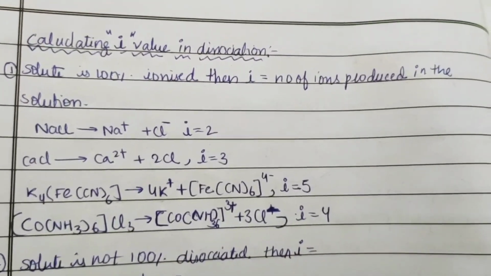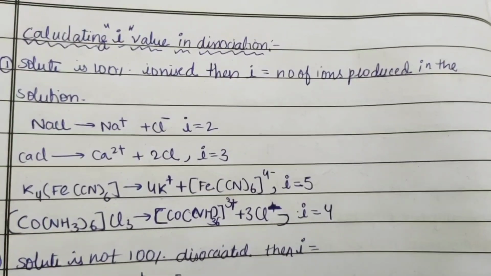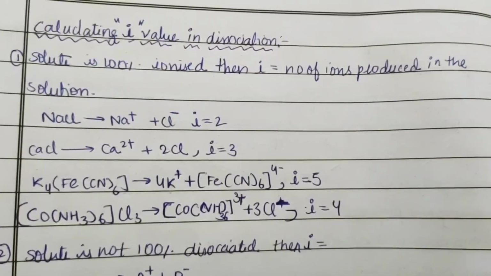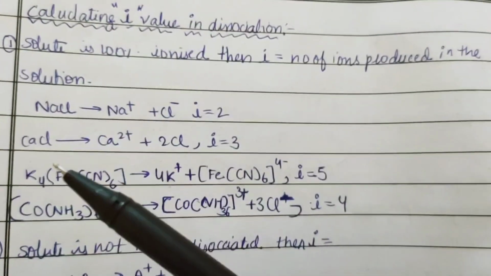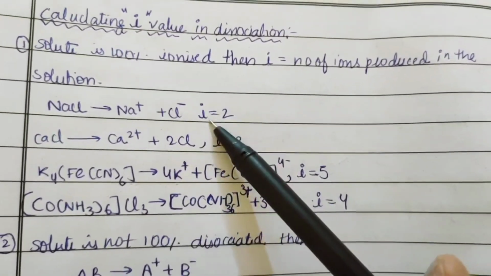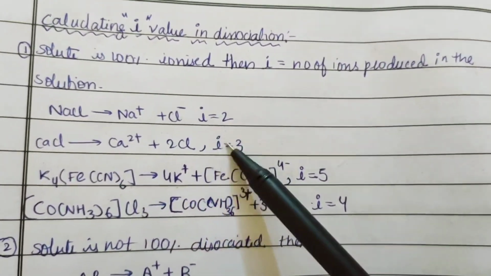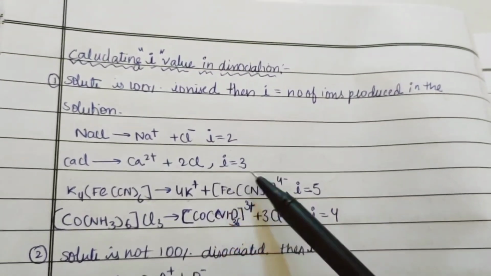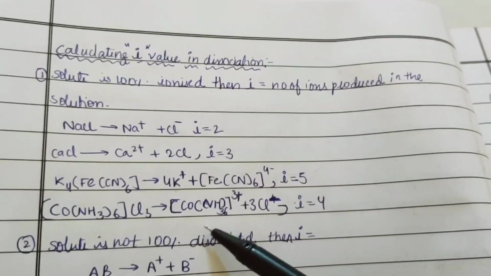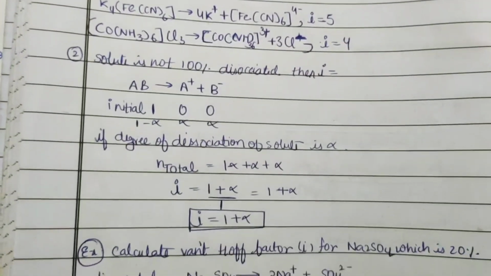Calculating the i value in dissociation. If the solute is 100% ionized, then i equals the number of ions produced in the solution. For example, NaCl, which dissociates into Na+ and Cl-, i equals 2. Here there are 2 ions present, 1, 2, so i equals 2. Then CaCl2, here 1, 2, 3 are present, so i equals 3. Here we can see i is 5 because 4 plus 1. Then here 3 plus 1, 4.